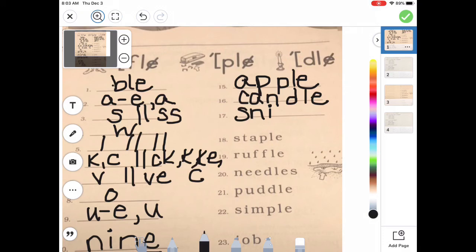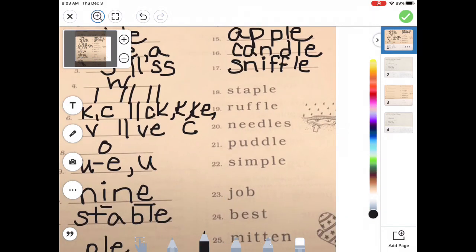Full. F-L-E, very good. Now look though, if I break this apart right here, the I is in front of the bracket, and so I would have to say sniffle. So what do you think I need to add to make it sniffle? I'm going to double that F in the middle. That way it makes it sniffle instead of sniffle.